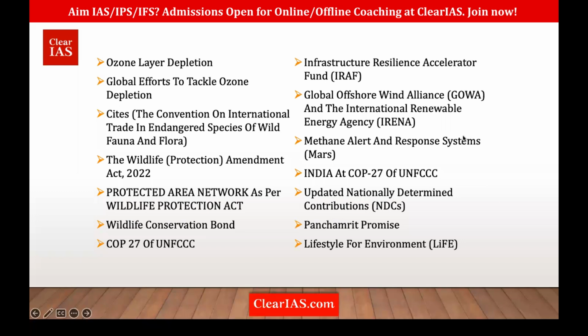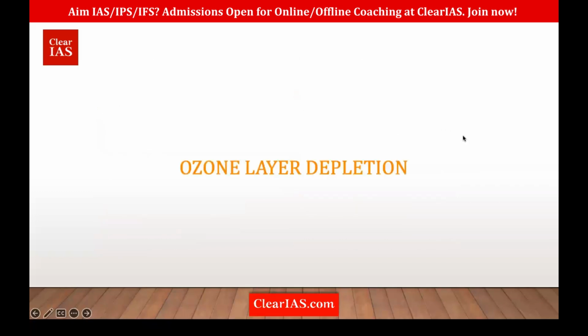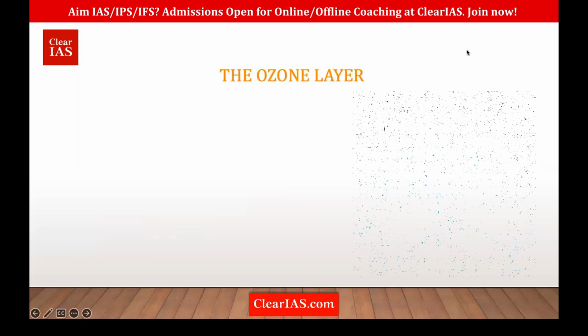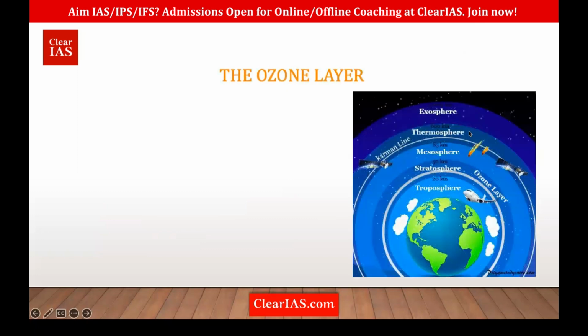Okay, so we'll start off with ozone layer depletion. So what is ozone? All of you would have heard of ozone, right? So where is this ozone layer? As we move up from the Earth's surface, we have many layers above it. The first layer is called the troposphere. Then above that we have the stratosphere. Then we have the mesosphere, thermosphere, and exosphere.